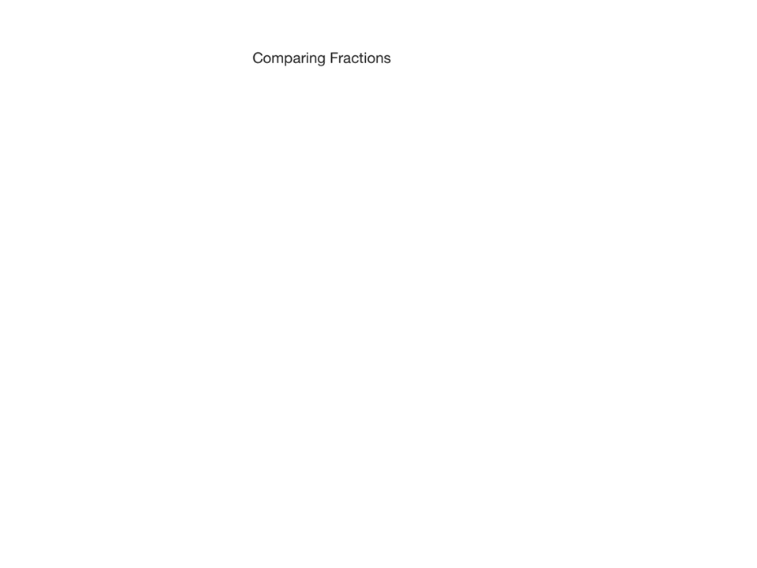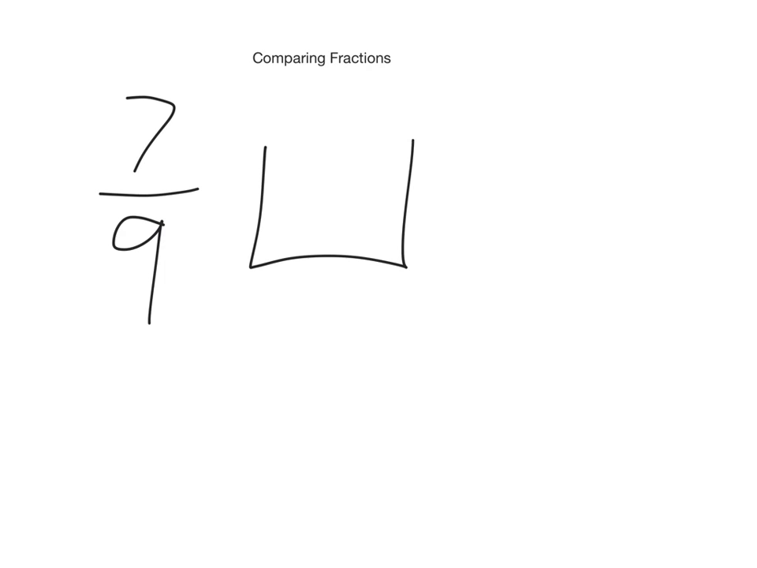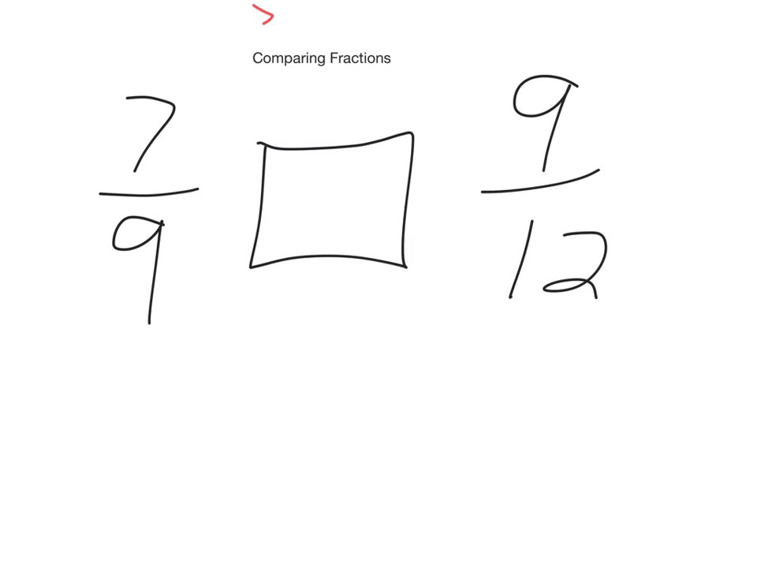Number 1 says, if I have 7 over 9, and then there's going to be a box, right? And 9 over 12. Which one is greater than, less than, or equal, okay? Now, remember the greater than, less than, or equal signs. Okay, so you're going to be using those 3 signs only: greater than, less than, or equal.